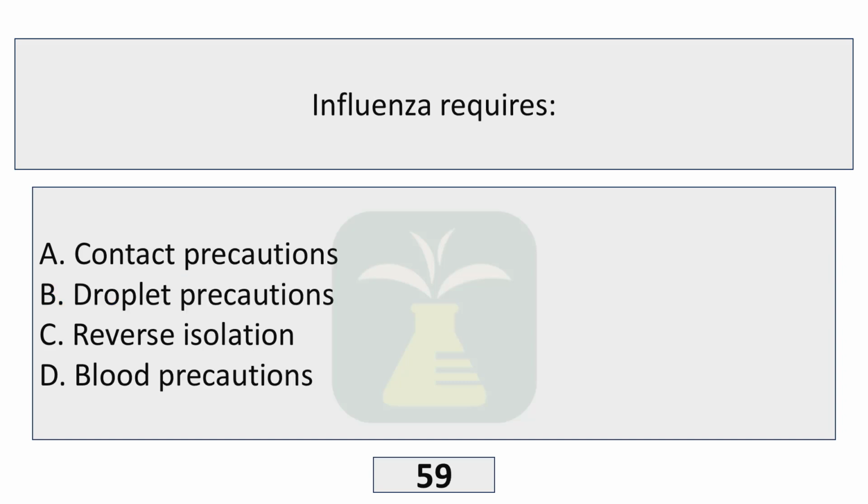Influenza requires A. Contact precautions. B. Droplet precautions. C. Reverse isolation. D. Blood precautions. Correct answer, B. Droplet precautions. Influenza spreads via droplets, use masks and distancing.